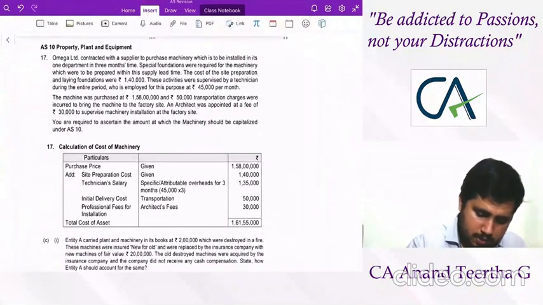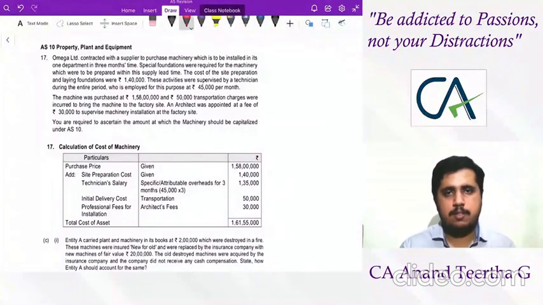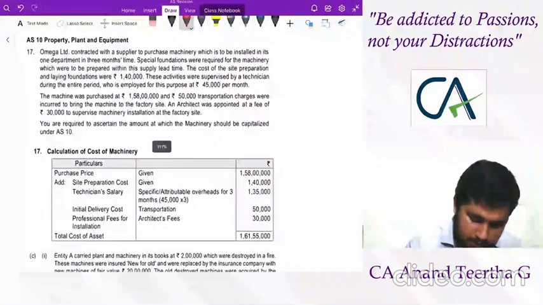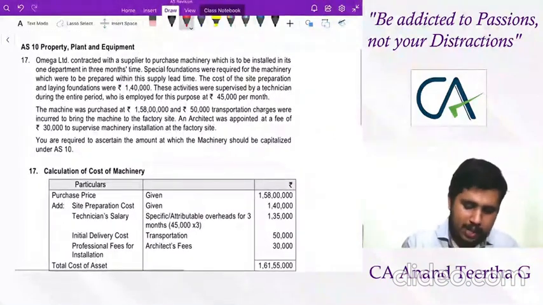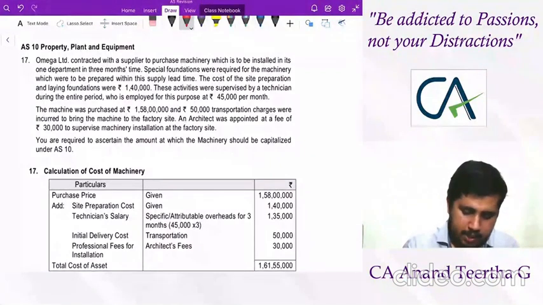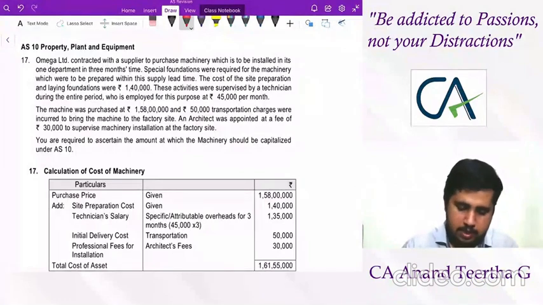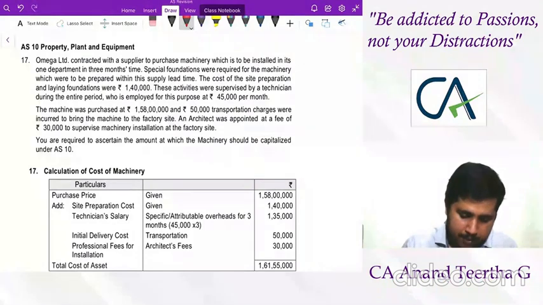Okay, so this first question is an RTP question. I'll quickly read up the question. Omega Limited contracted with a supplier to purchase machinery which is to be installed in its one department in 3 months' time. Special foundations were required for the machinery which were to be prepared within this supply lead time. The cost of site preparation and laying foundations were rupees 1,40,000. These activities were supervised by a technician during the entire period who is employed for this purpose at rupees 45,000 per month.